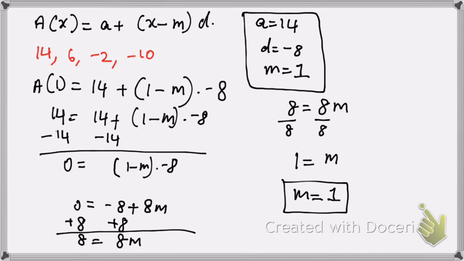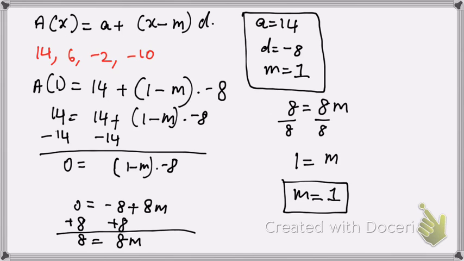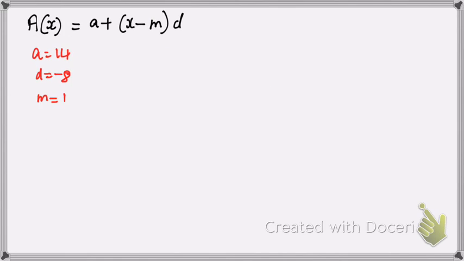So now you have an equation, and you also have the value of A, D, and M. Now it's pretty easy to find A of 5. Okay, I'm just going to go ahead and find A of 5, and you can solve for A of 10 and A of 100. So now let's go ahead and find A of 5.